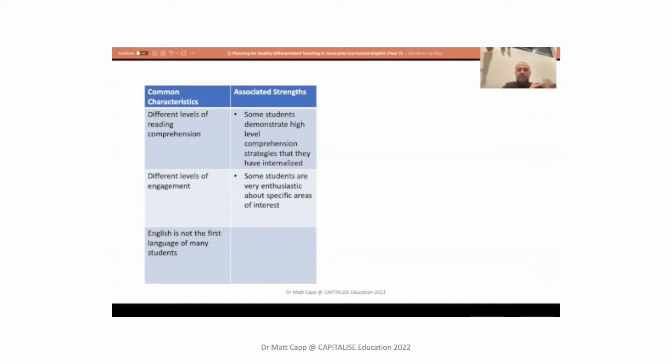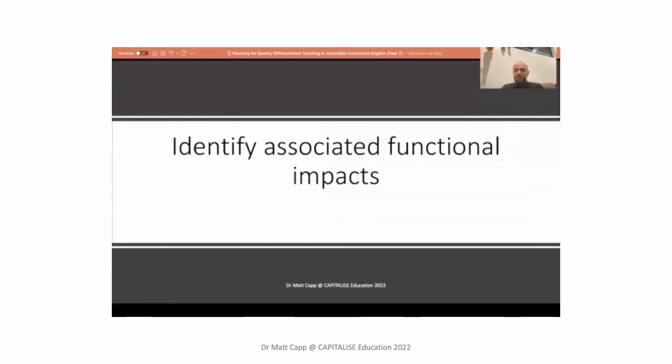In relation to English as a second language, I couldn't think of any associated strengths, but it's really important to start with those strengths, because if we always focus on the negativity, there's a tendency to spiral into a negative mindset. So once we've identified those common characteristics and associated strengths, we then need to think about what are the potential functional impacts of those common characteristics.